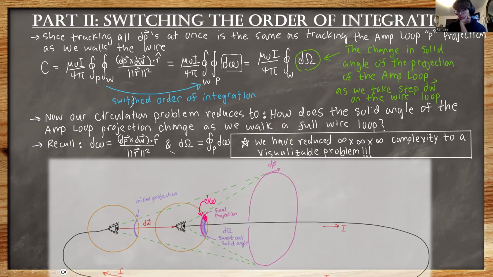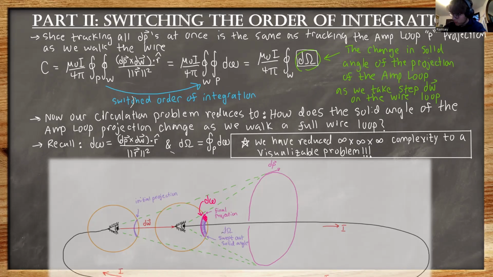So d omega, little omega, was the small bit of solid angle that was swept out by a little dp, a little chunk of the amp path. Mm-hmm. If we figure out what that little bit is for every dp on the amp loop path, then we're going to start calling that d capital omega. All right. And d capital omega is the change in solid angle of the entire projection of the loop. So, the loop was this big when it was projected last. I took a step on the wire. Now it's this big. The difference between those will be the change in solid angle as I took that step.